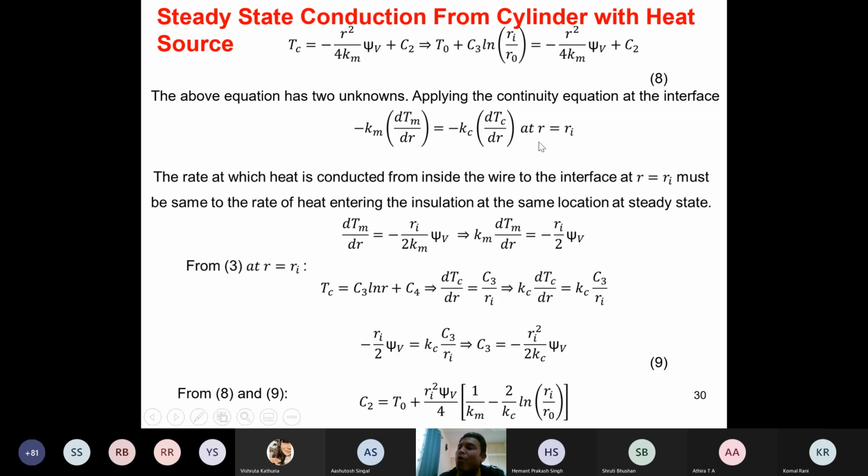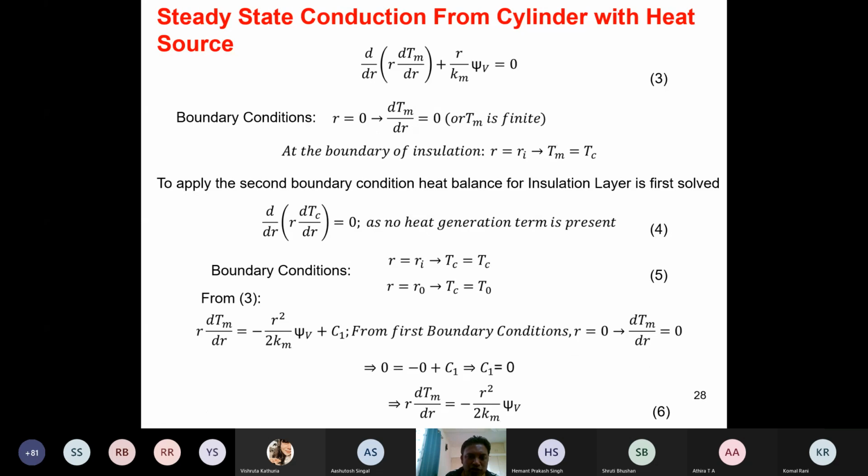So with this equation, we can now solve equation number 8 and this new equation, and we can find out C1, C2, C3 and C4. So let us obtain dTm by dr. We have obtained the expression of dTm by dr earlier, and equation number 6 is the equation for dTm by dr. So this r square will get cancelled out. It becomes r by 2 Km psi v. Again, we want this equation at r equals ri, so this r becomes ri.